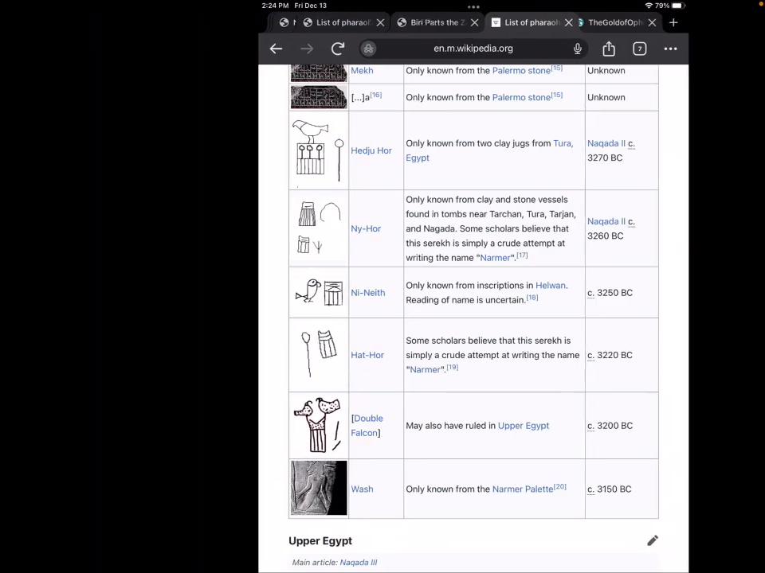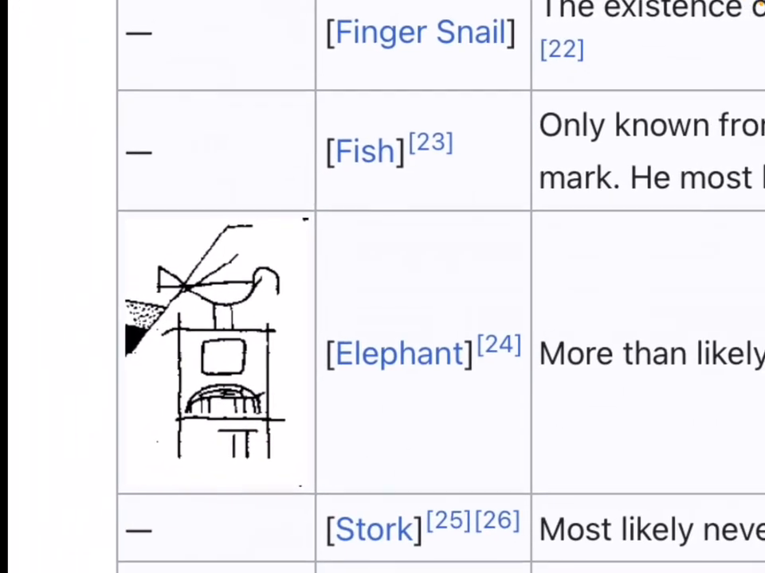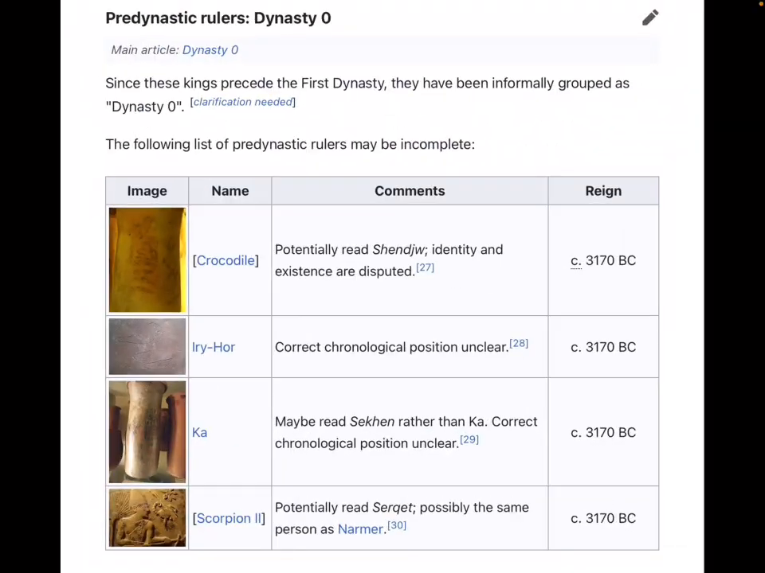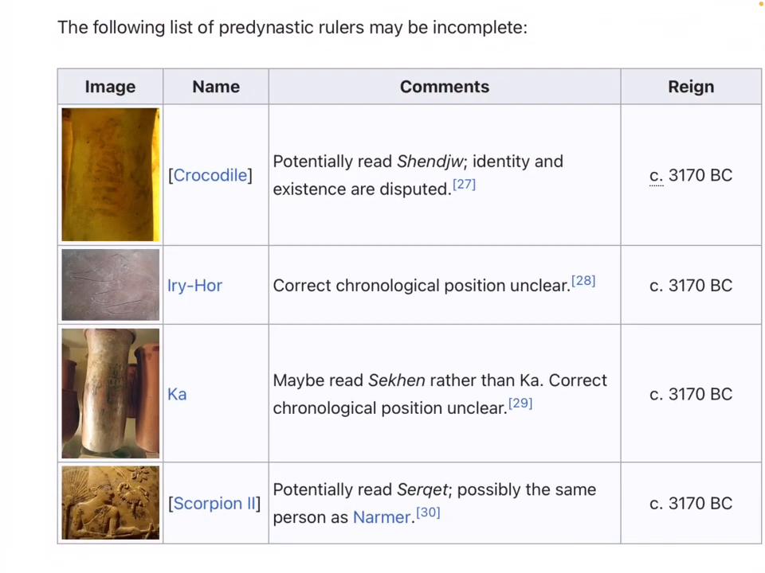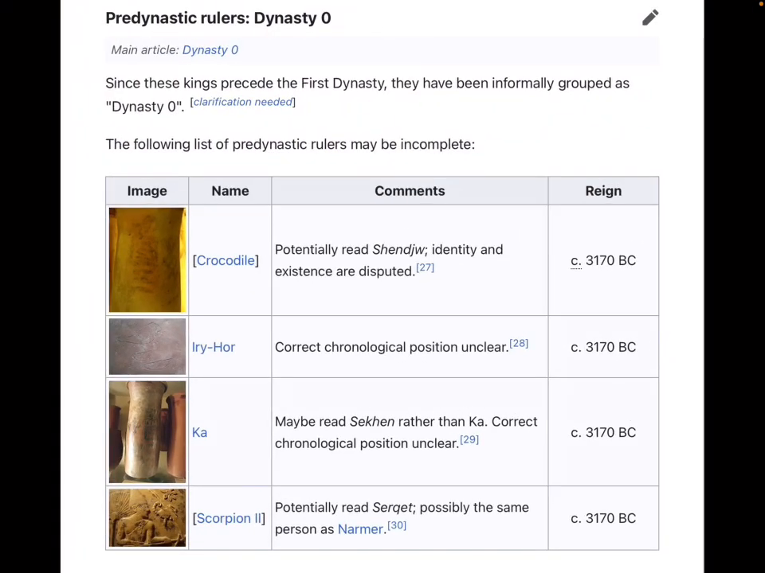Let's go to another picture. Here from 3180 BC, you can see the serekh, the Zimbabwe bird. You can see it right here. You can also see it from even here in the faintest description or painting or whatever. Even here too, you got the falcon.